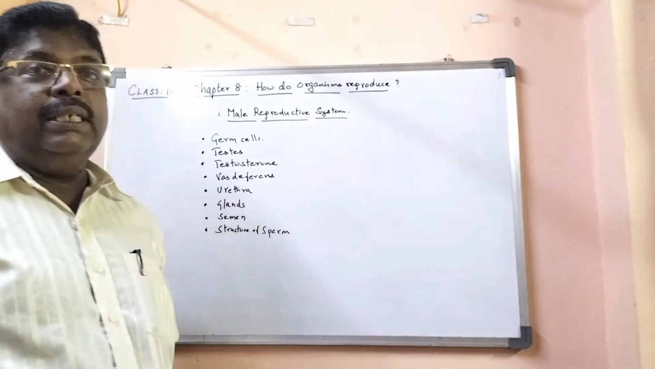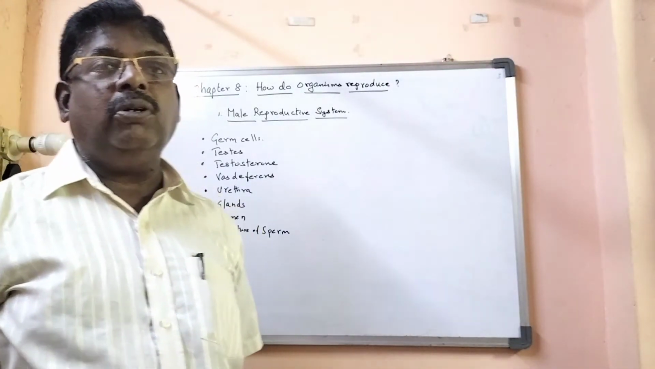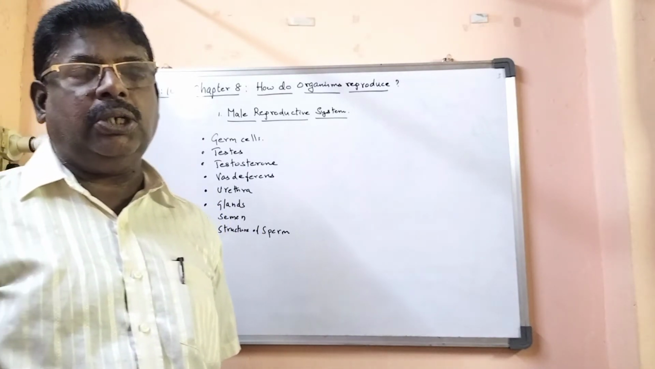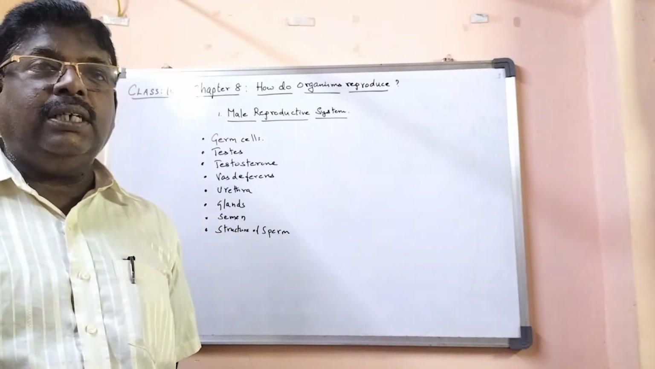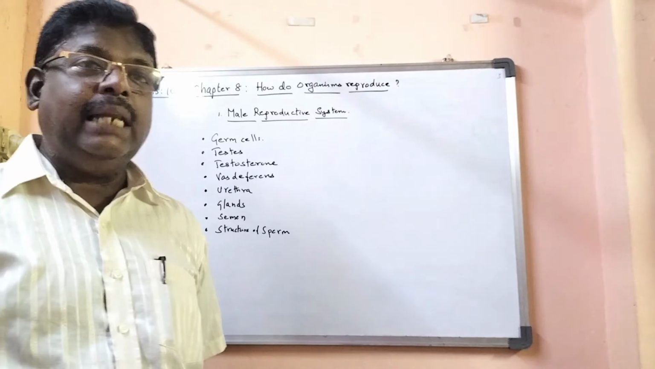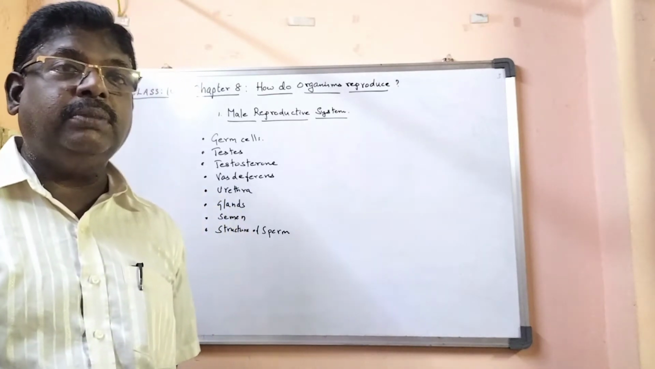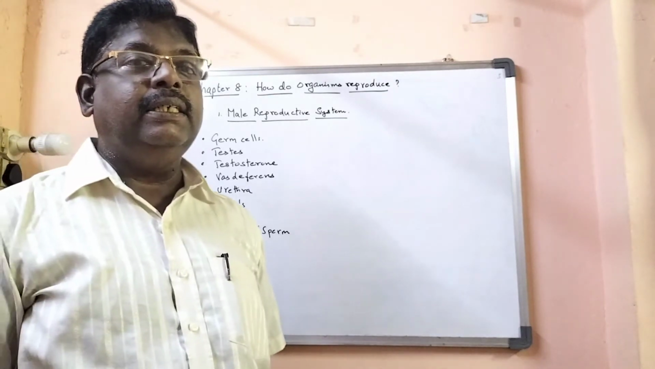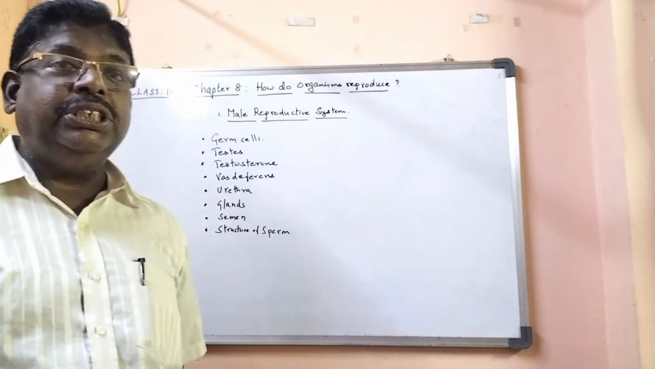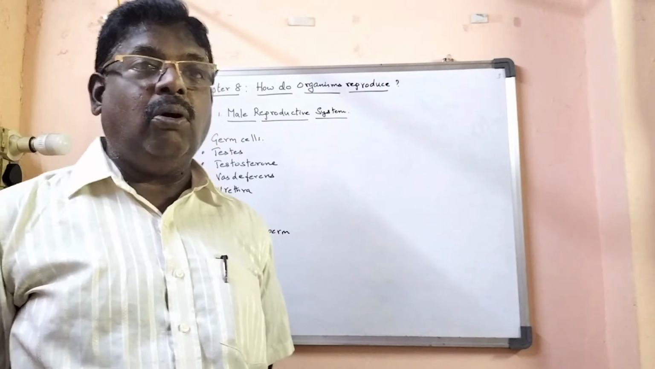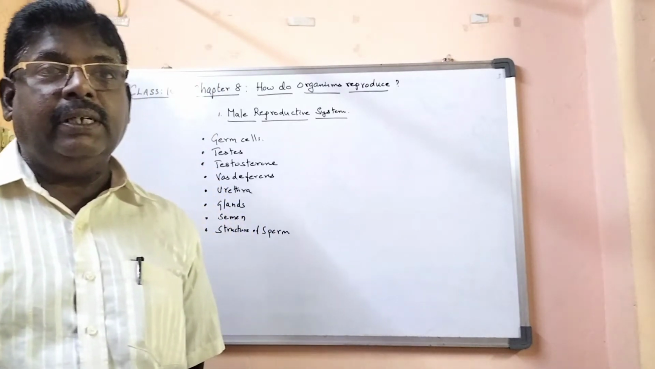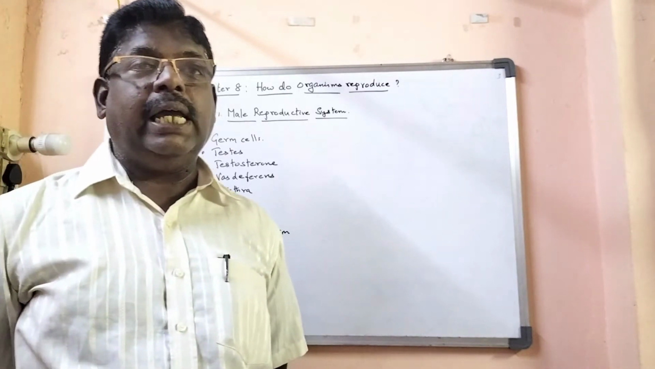Then the testes produce the hormone called testosterone. It is the male hormone. The functions are, number one, it helps in regulating the formation of sperms. And secondly, it also helps in the change in appearance, especially in boys, which happens at puberty. Actually, we call it secondary sexual characters.